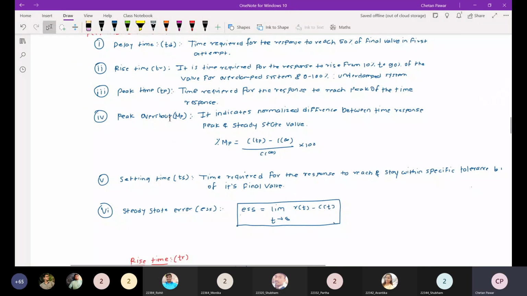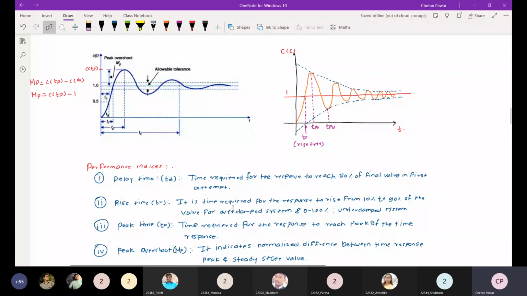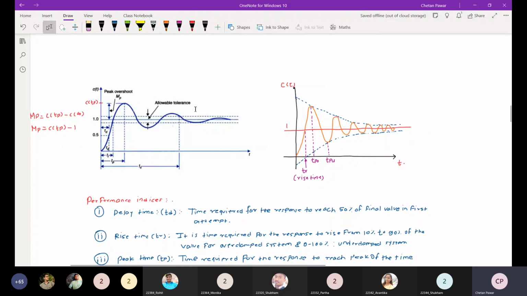Then there is a concept called steady state error. All of you know that. That is the difference between the input and output at t tends to infinity. So all these performance indices denote the performance of the time response, the step response of the system.